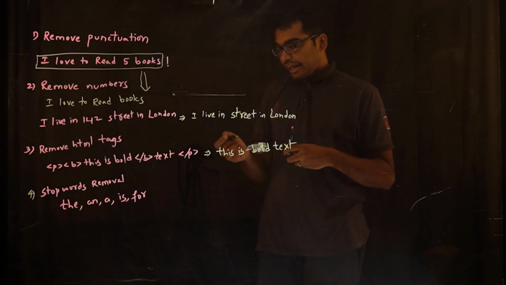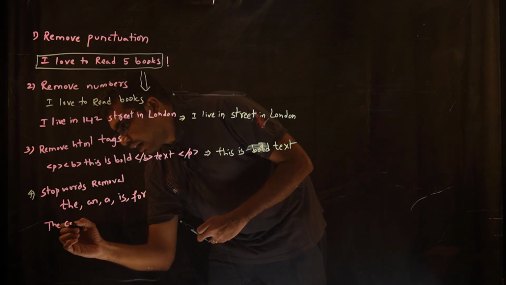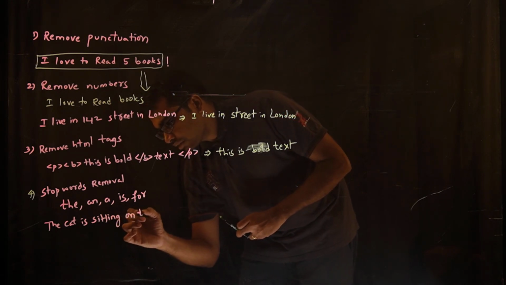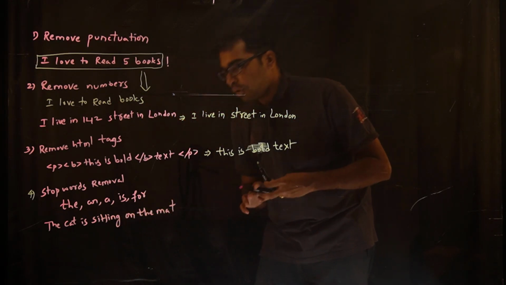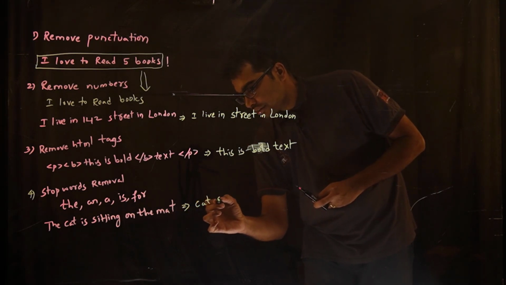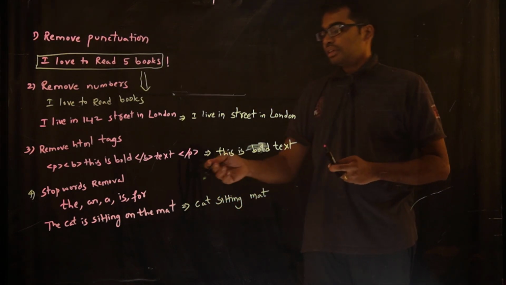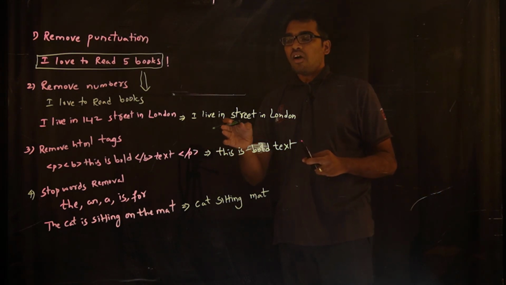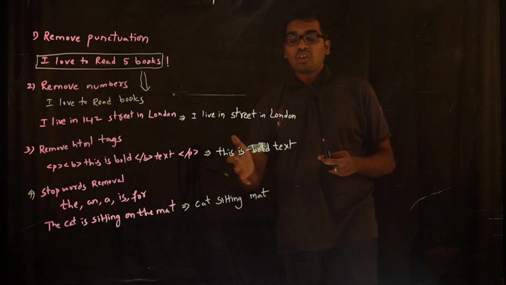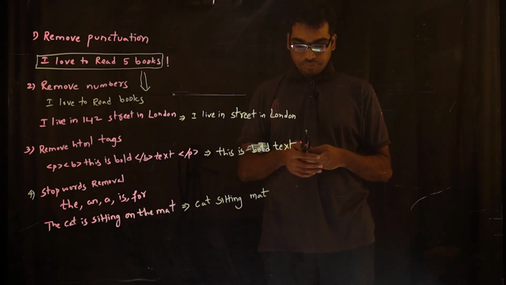Let's say I have the example: the cat is sitting on the mat. If I process it, I get cat sitting mat. So you see, the, is, on, the, all these have been removed, which are irrelevant in the context. Hence we can remove them. That is what removing the stop words is.